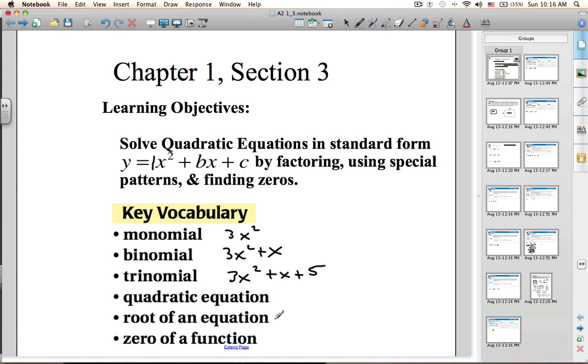We want to find the root of an equation. The root of an equation is a zero, which can be put into a factor. And the zero of a function is a value of x that makes the function equal 0, and it's also called a solution. So roots, zeros, solutions, they all are essentially the same thing for different polynomials. We refer to them in different ways when we're using them in different ways.